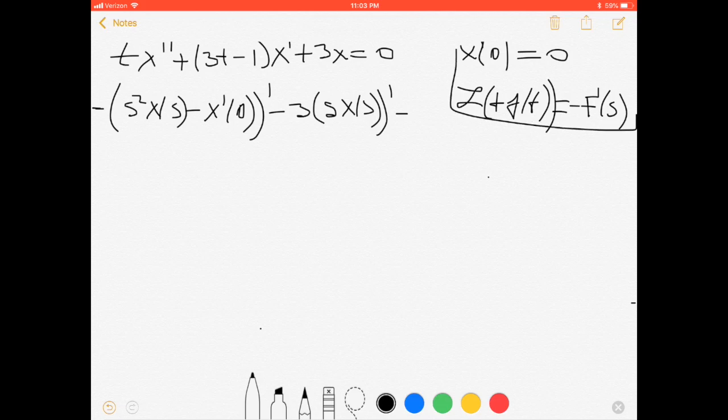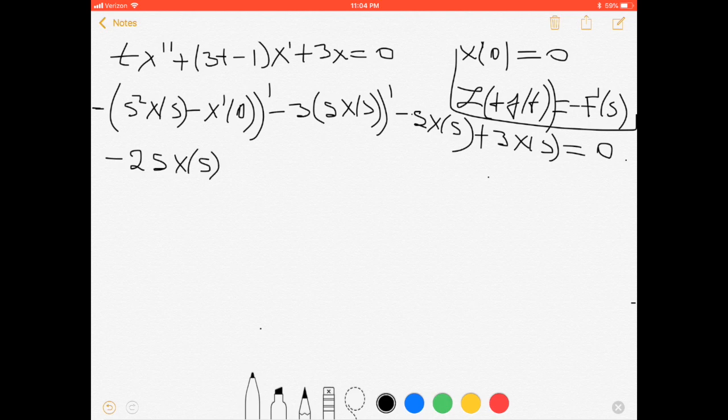Okay, I have minus s x to the s, and plus 3x to the s equals 0. Found derivative. X prime from 0 is constant. This means derivative for this part will be 0. Here we have s squared times x. Use product rule. We have minus 2s x to the s minus s squared x prime to the s.